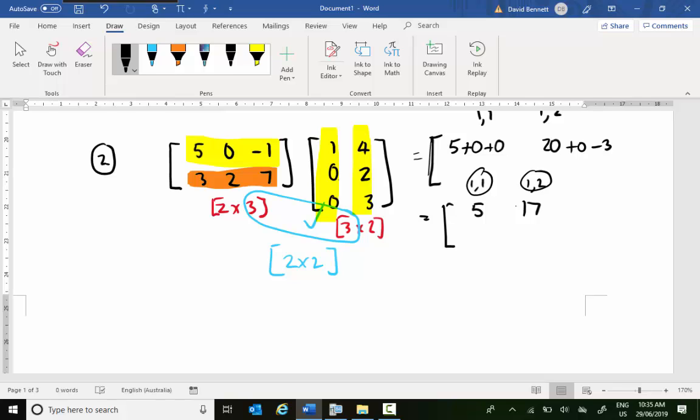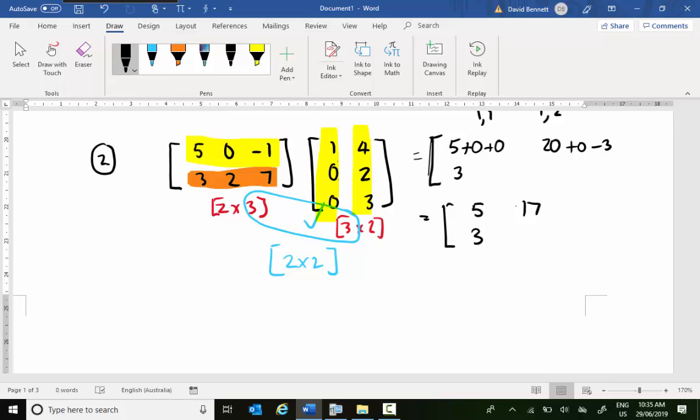When I go to row 2, I do the same things. Actually, I need to delete that because you can't write the next bit. All right, so row 2 gives me my positions 2, 1 and 2, 2. So 3 times by 1 is going to give me 3. I'm going to just write 3.